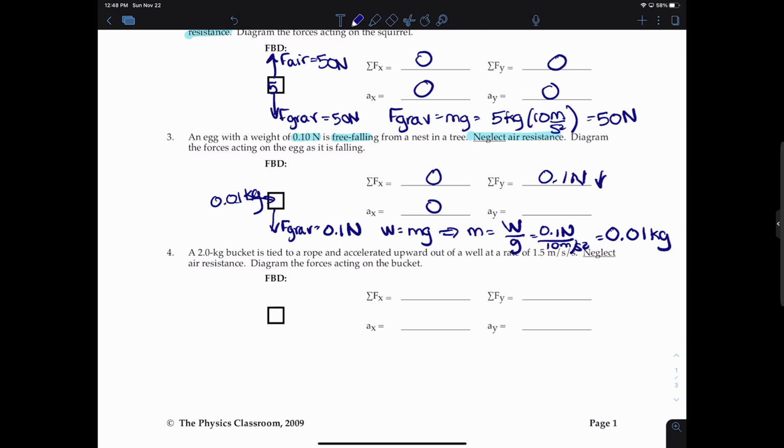And then you could find your acceleration. So your acceleration equals your force divided by your mass. You have 0.1 newtons divided by 0.01 kilograms, and that would end up giving you 10 meters per second squared down. So either way you solved it, you would still end up with the same answers, whether you recognize that free falling means that the only thing is gravity, and so the acceleration has to be 10, or you do it the opposite way.